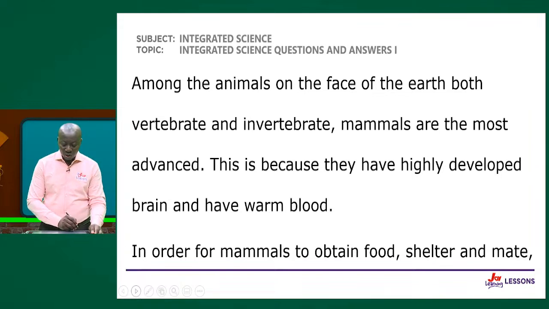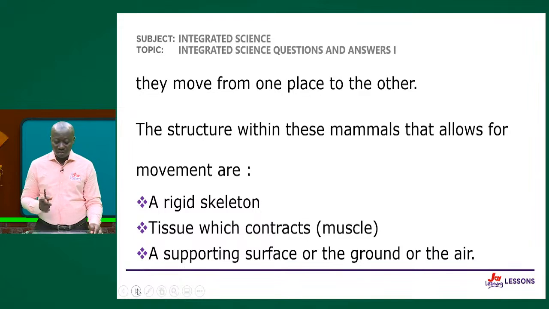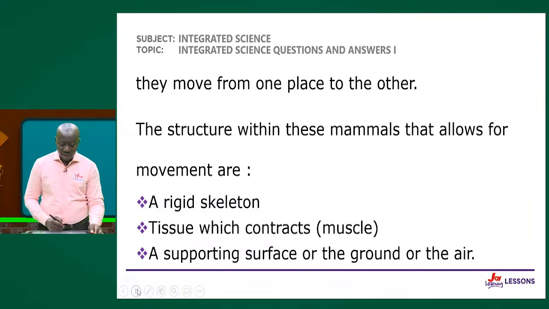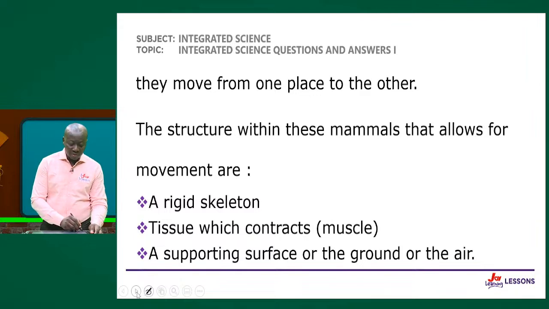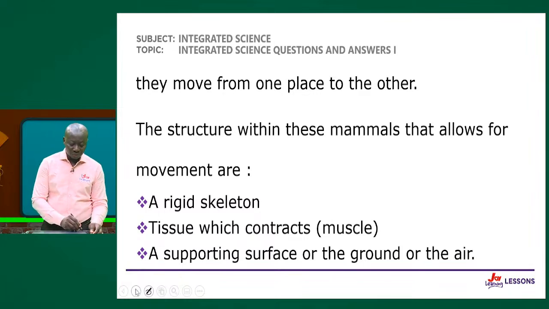So in order for mammals to obtain food, shelter, as well as mate, they move from one place to the other. And the structure within these mammals that allows for movement is a rigid skeleton. Then we also have a tissue which contracts. Here we are looking at the muscles that help the skeleton to move as a result of their contraction and relaxation. Then we also have a supporting surface on the ground or the air. So for you to move, you need a skeleton, you need the muscles, and you need a surface on which you have to walk because you need friction to help you do so.